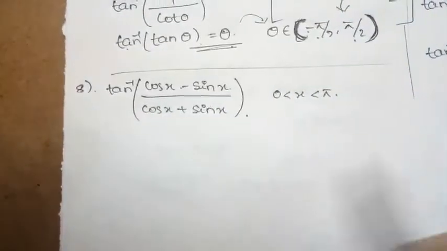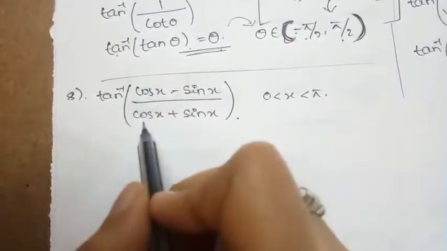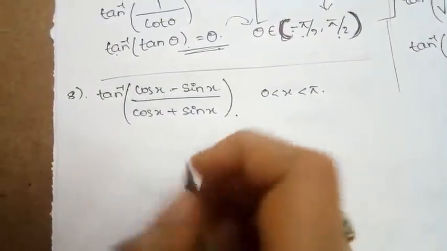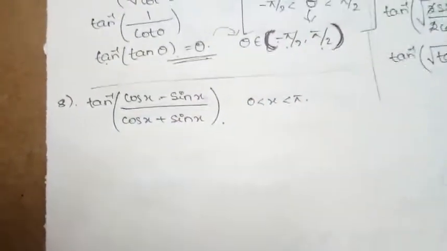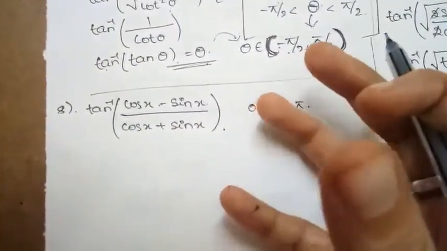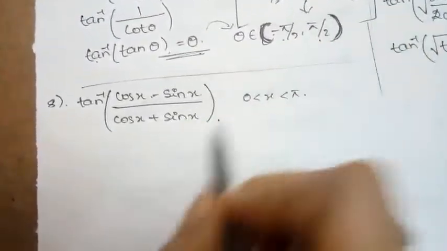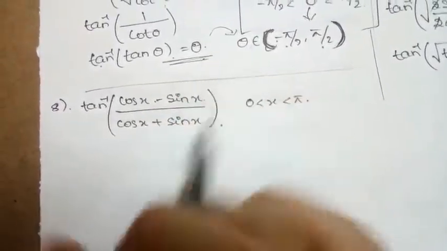The next question is this one, that is tan inverse of (cos x minus sin x) divided by (cos x plus sin x), where x is lying between 0 to pi. Again, before solving this one, we need to think how we can bring this into the simplest form. We need to do some alteration within this expression itself.